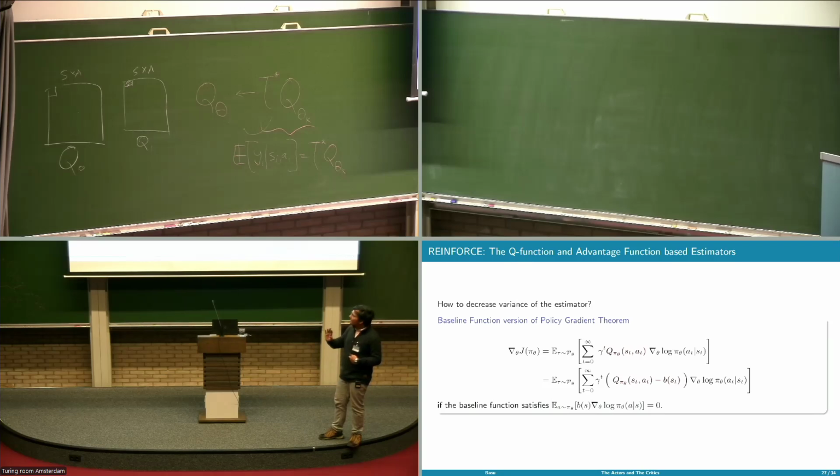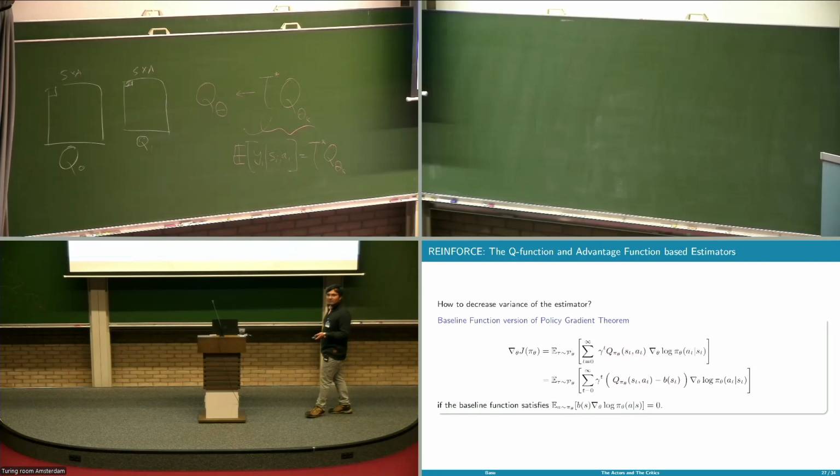B can be any baseline function as long as it satisfies this: its expectation multiplied with the gradient is 0. Then subtracting this term does not mean anything in terms of expectation, because this function with this gradient has an expectation 0. So subtracting that from this equation does not change the equation at all. It just decreases the variance. Are you good? Okay.